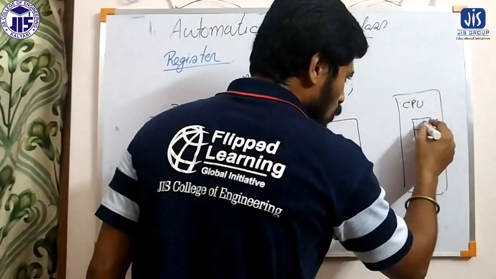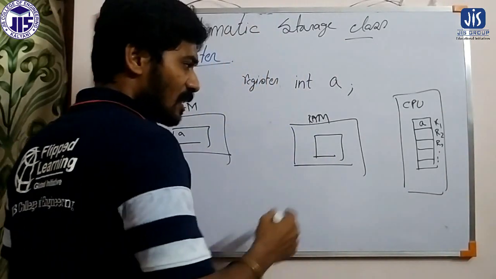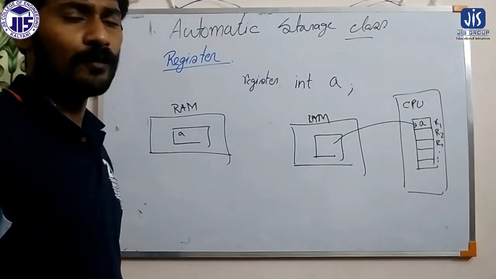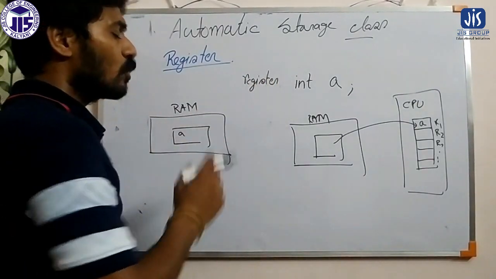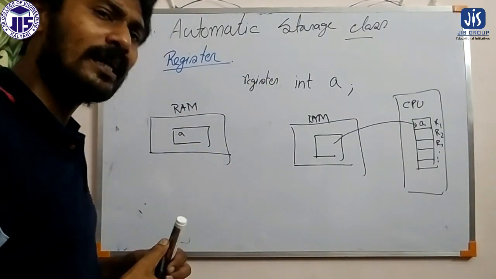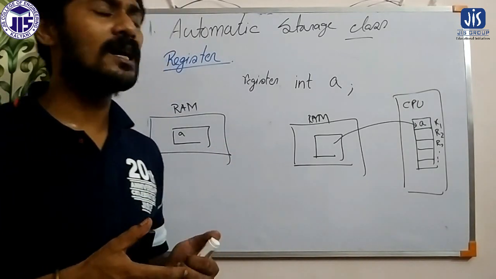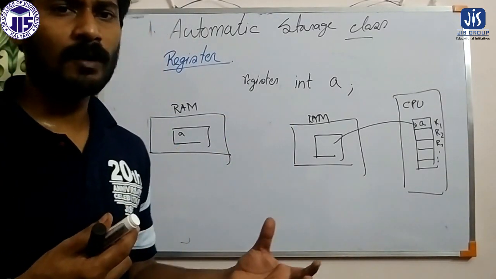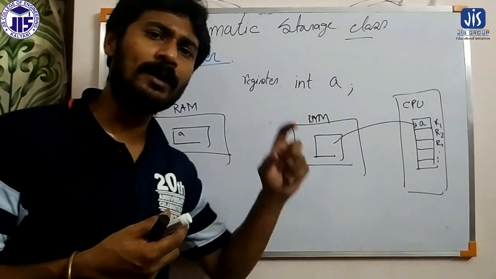So the value will be stored into the internal registers. From here it will be transferred to the internal registers of the CPU. So register storage class and automatic storage class, everything is same. If we declare a variable as a register storage class, then this variable will also be accessible only within that block where we have declared it.